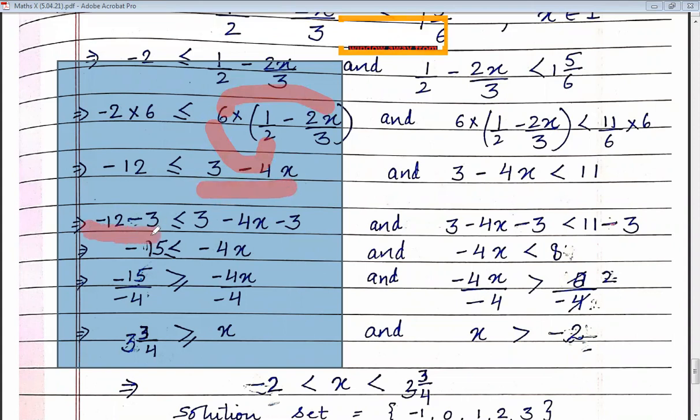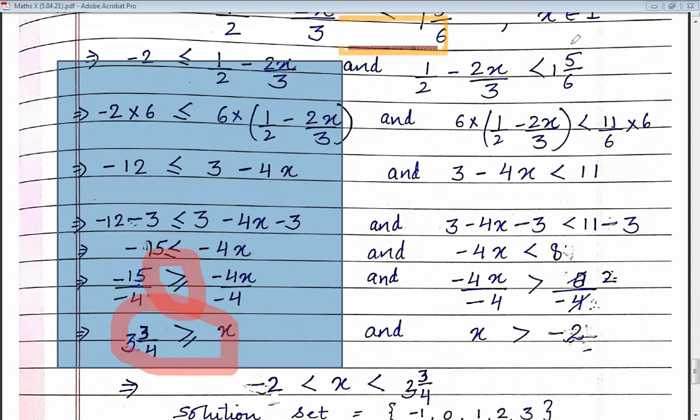Now children, subtract 3 from both sides and your answer will become minus 15 less than or equal to minus 4x. Now we need to find the value of x, so you have to get rid of this minus 4. Divide both sides by minus 4. As you know, when you divide by a negative number, the inequality changes its sign. So less than or equal to will become greater than or equal to. After cancellation, your final answer is 15 upon 4 greater than or equal to x.